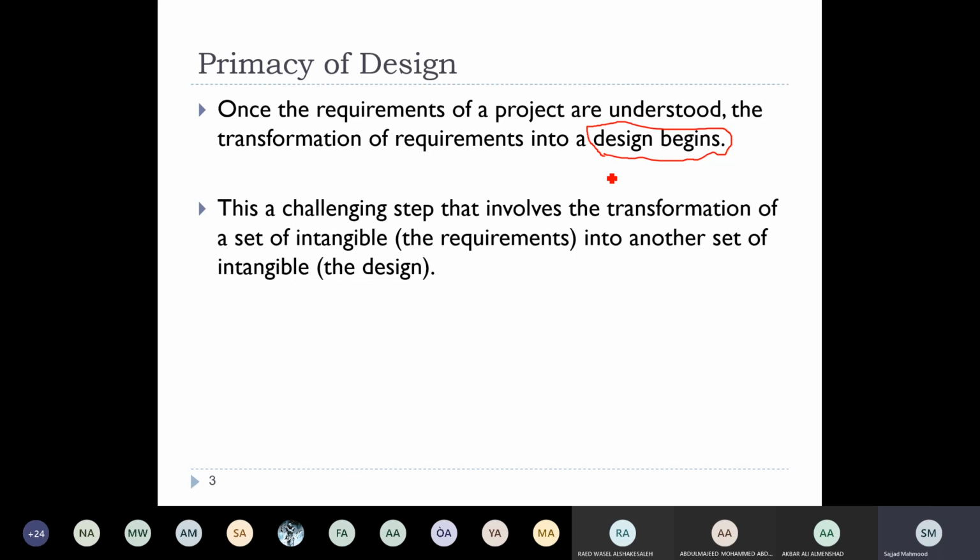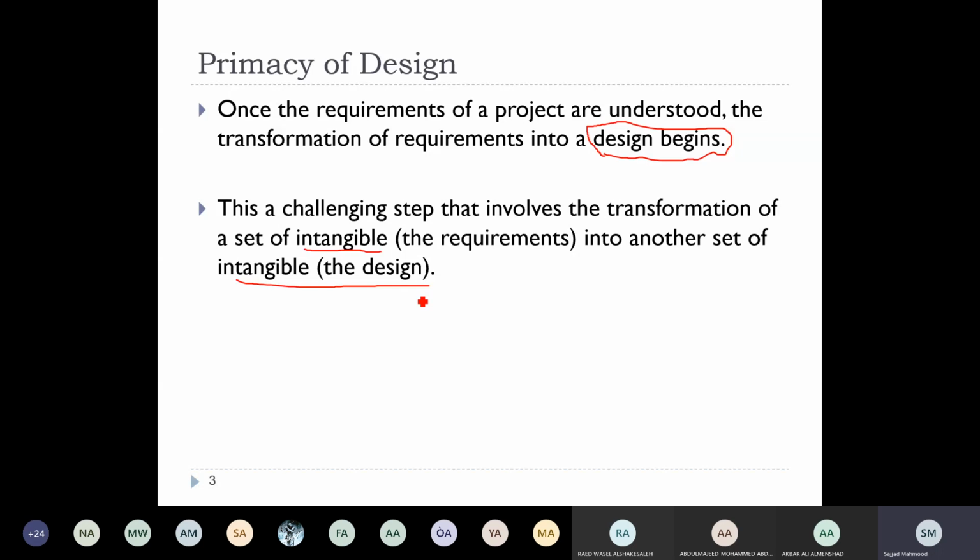Now, of course, this is a challenging process. When I say challenge, it is difficult in the sense that we are transforming something intangible, something we cannot see, the requirements, the documentation, into another set of intangibles like design, right? So it's not like civil engineering where you can go physically to the site and say that the building is developed, the first floor is constructed, the second floor is constructed. And nowadays you can even have a 3D model of your building, right?